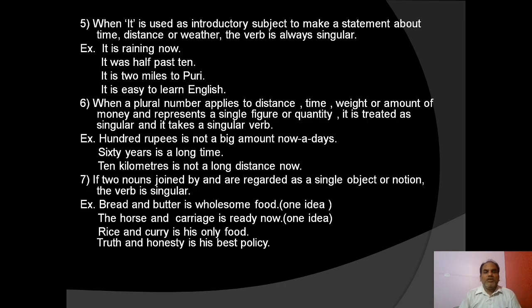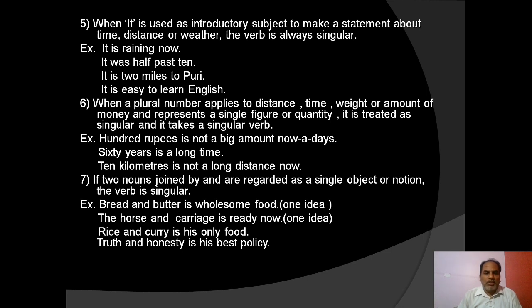Then let us discuss the fifth situation. When it is used as an introductory subject to make a statement about time, distance, or weather, the verb is always singular. It is raining now. It is 10:30. It is 2 miles to Puri. It is easy to learn English. Here, the introductory subject is it, and the verb used for this is always singular.